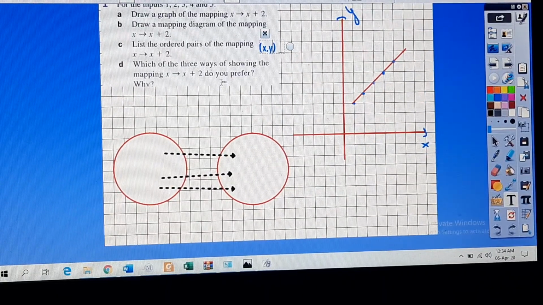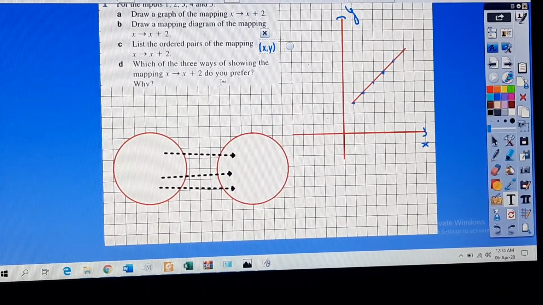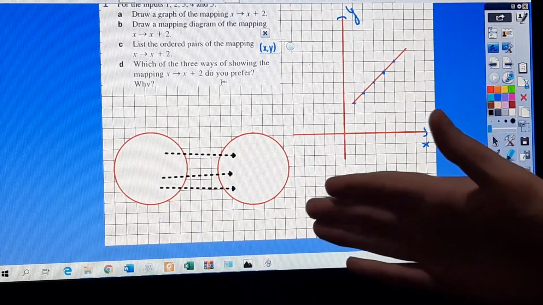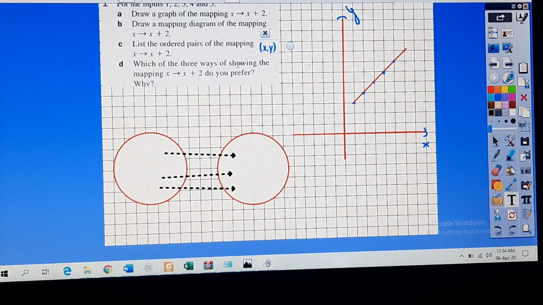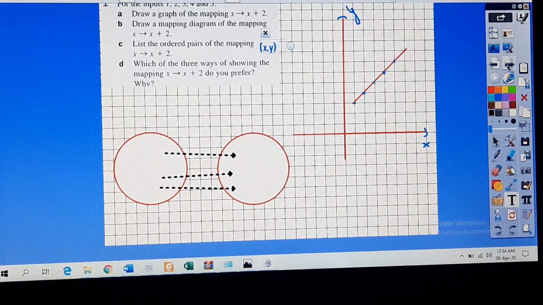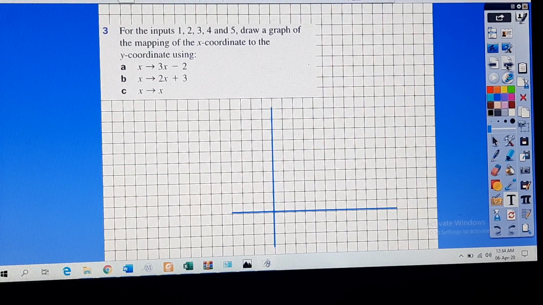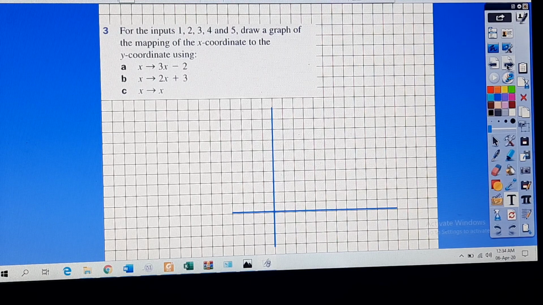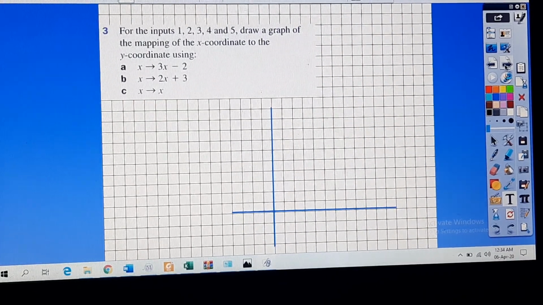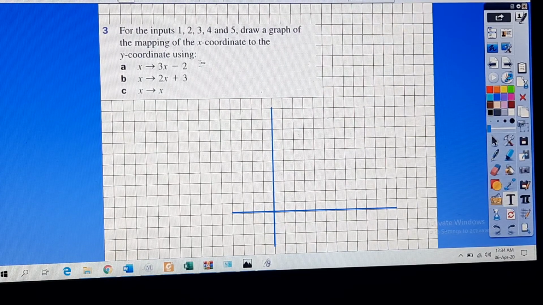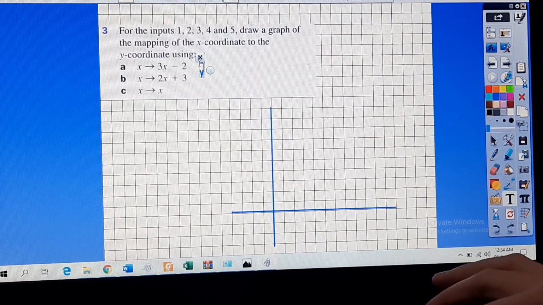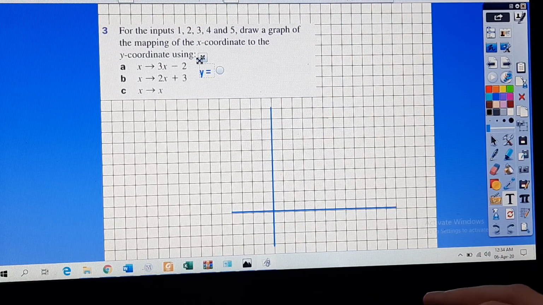And which of these ways do you prefer and why? After you complete all of them, meaning graphing, mapping, and then the list method, you have to say which one is easier for you and why. This was exercise 1. Now let's pass to exercise 3. The inputs 1, 2, 3, 4, 5 are given, and we have to draw a graph of the mapping of the x-coordinate to the y-coordinate using these functions. If the input is x, the function will be y is equal to 3x minus 2.